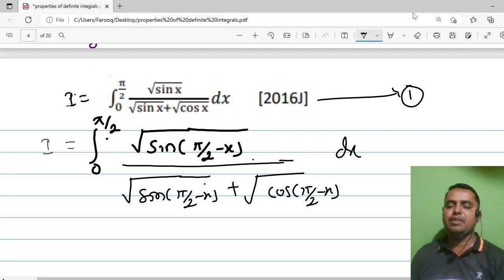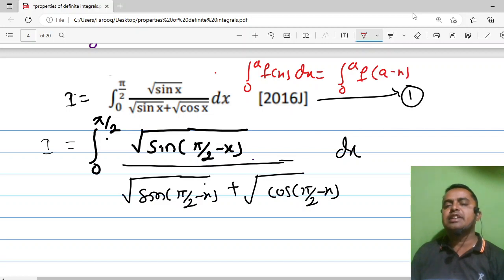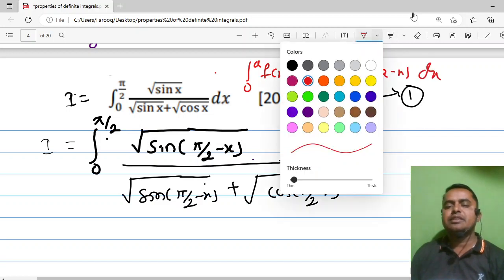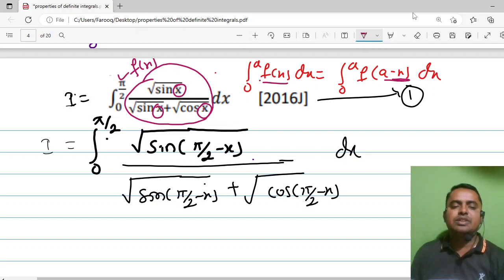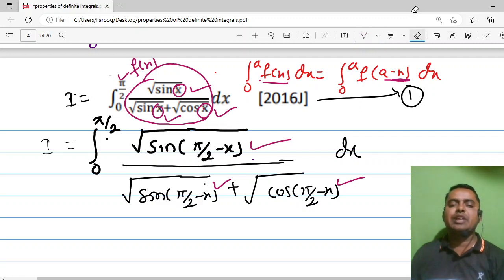This is the first step, applying the property. Which property have we applied here? That we have proved: integral 0 to a of f of x dx is equal to integral 0 to a of f of a minus x dx. Wherever x is there, it becomes a minus x. Here a means 5 by 2, so all three times the value of x is changed to 5 by 2 minus x. I hope you are getting it.